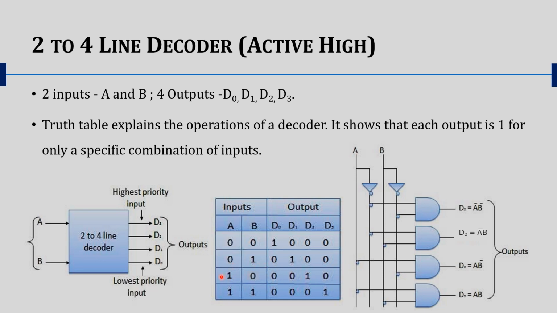Similarly, for D2 it is A B bar, and for D3 the min term is A into B. Using these four AND gates, we can draw the corresponding logic diagram for the 2 to 4 line decoder. Since we have four output lines, we need four AND gates. We have only two input lines with four output lines. So this is the 2 to 4 line active high decoder.